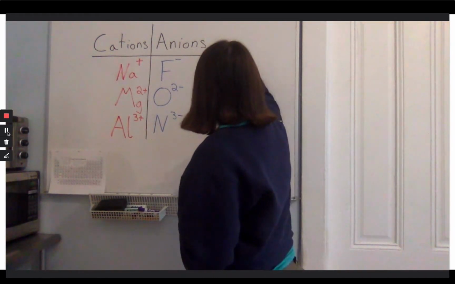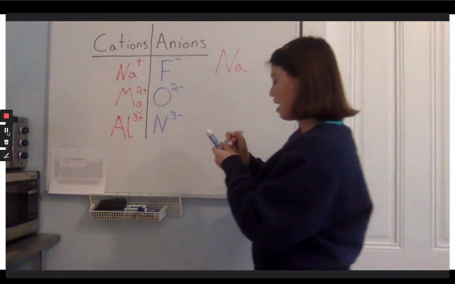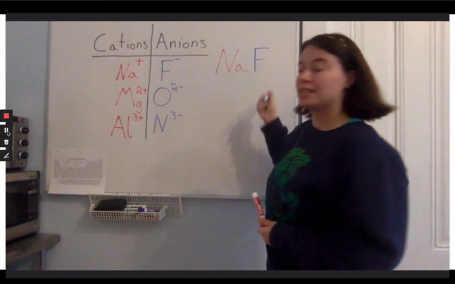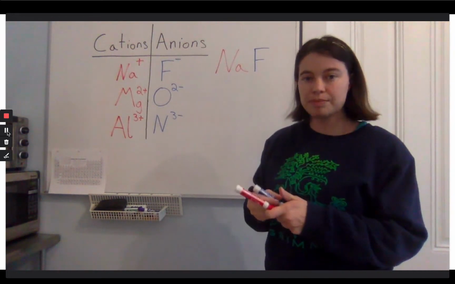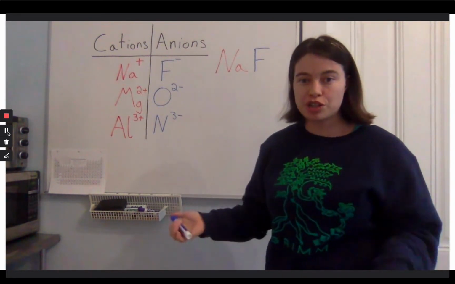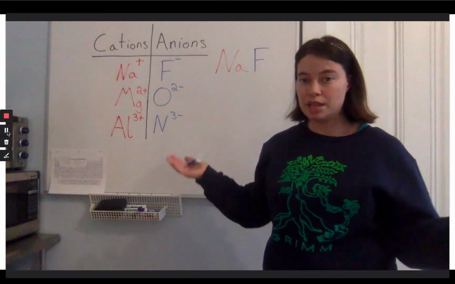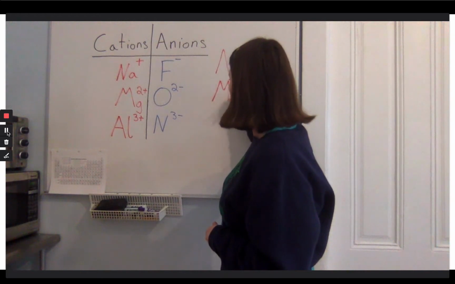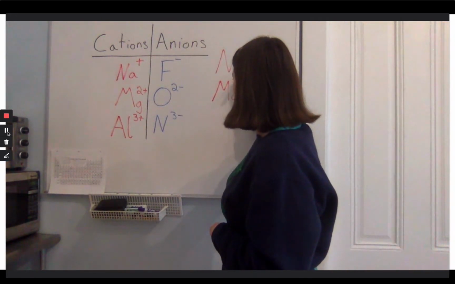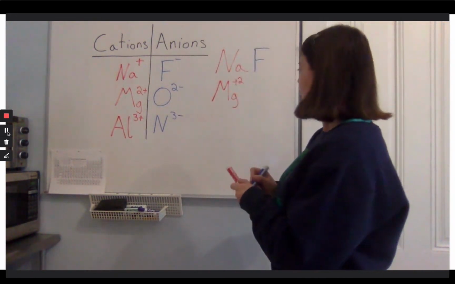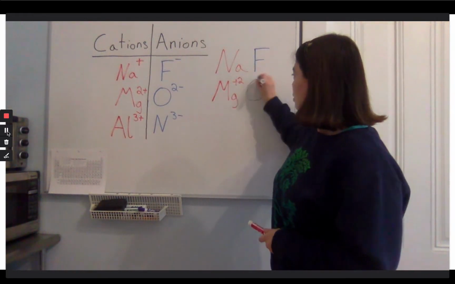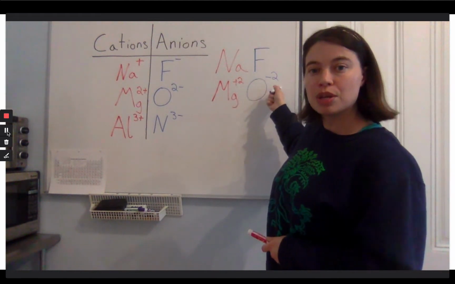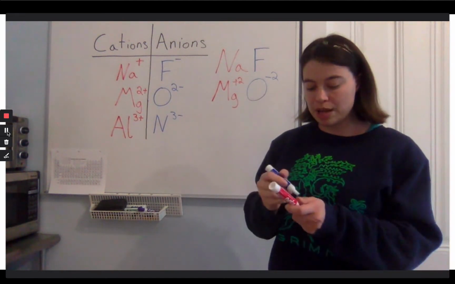So NaF, that's a stable chemical compound. One sodium, one fluoride, the charges balance out. +1, -1, easy peasy. Likewise, you could do something like magnesium oxide with 1 magnesium, which has a charge of +2, and 1 oxygen, which has a charge of -2. And you can see +2, -2, those two charges are going to cancel each other out as well.